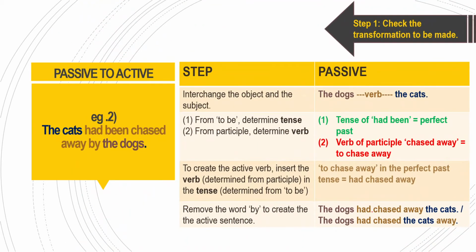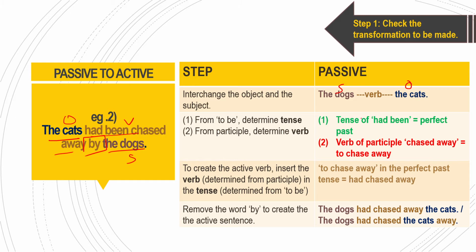Let's look at the next example. The cats had been chased away by the dogs. Now again you can see by, so it's clearly a passive sentence. The cats is the object, the had been chased away is the verb, and who is doing the action? The dogs. So it's the subject. Who is receiving the chasing? The cats. So they become the object. The first step, interchange subject and object. Get the subject to the start, take the object to the end.